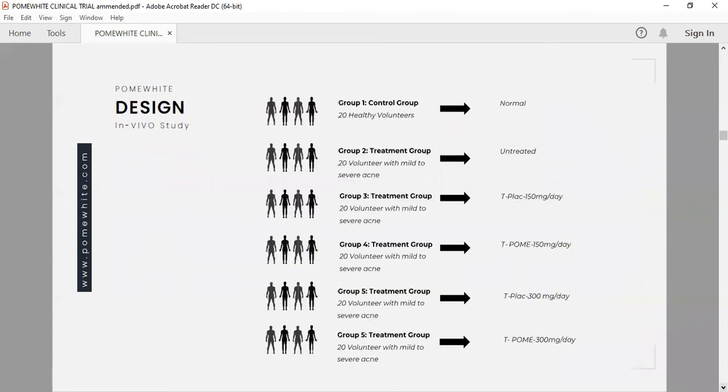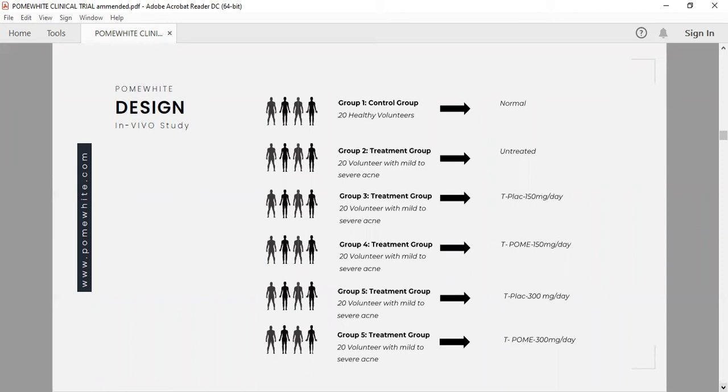Here is the study design, and in the study design we have 20 healthy volunteers who serve as the normal group. Then the rest of all the groups have persons with mild to severe acne. But they are categorized: 20 volunteers are categorized in group 2, known as the untreated group. Then group 3 is the T placebo group, which is treatment with placebo.